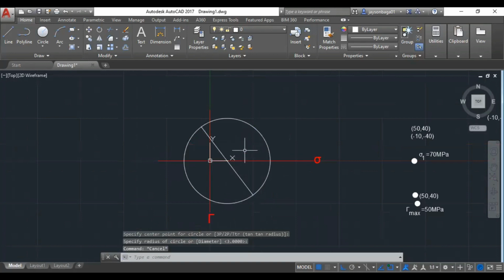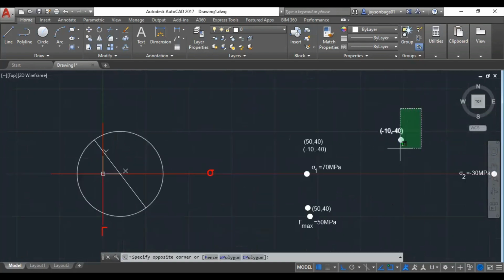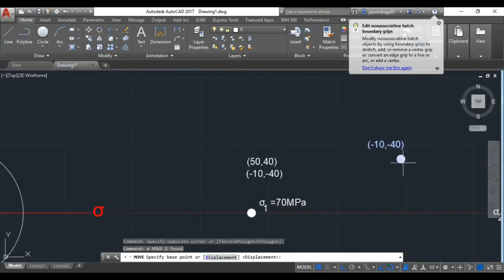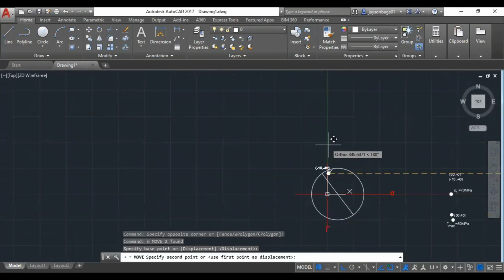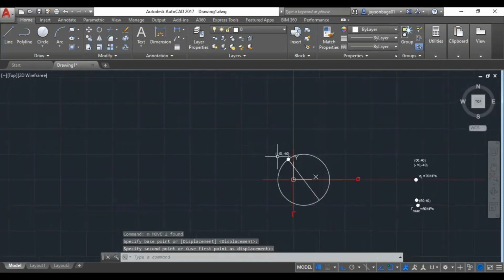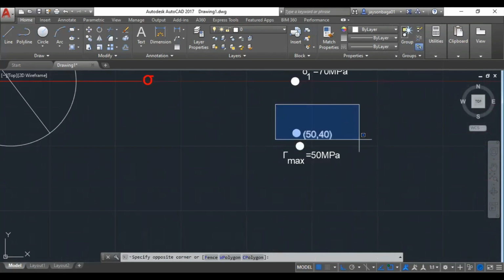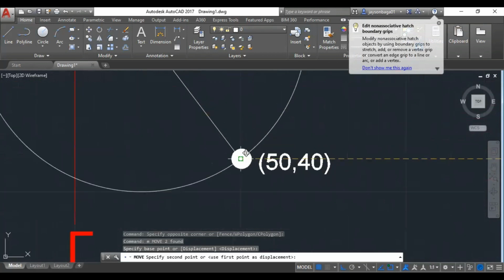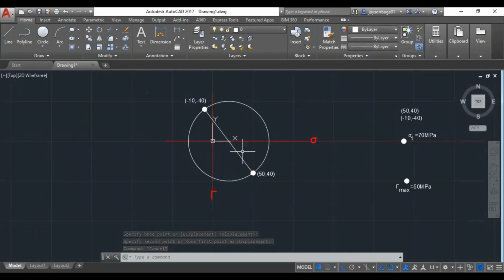So pagkatapos i-plot, kailangan nating labelan yung dalawang points na yon. So dito, kung mapapansin ninyo, meron na akong prepared na mga pang-label para mabilis na lang din dito sa tutorial natin. So ito naman, labelan lang natin yung second point. So pagkatapos labelan yung point na yan, mahahanap na natin dito yung principal stress.